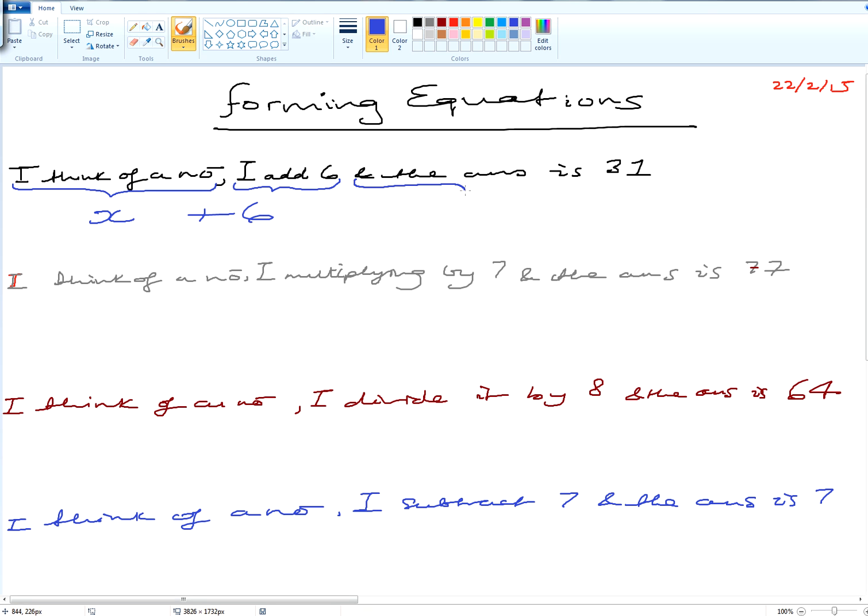Okay, and the answer, and the keyword here is: the answer is means equals. So we're saying that all the English means equal. And 31 we just copied. Are we happy with that so far, Mr. Ismail? Yeah. Because you knew as well, yeah? So you pay attention, yeah?